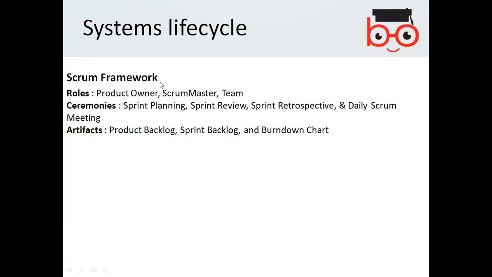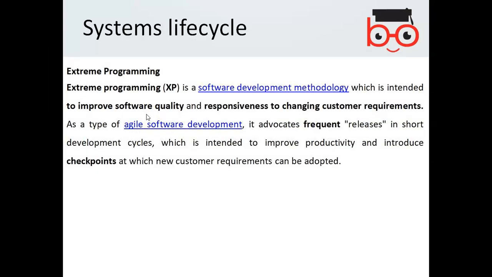Scrum framework is based on the roles. You can see that product owner, Scrum master, team, ceremonies, sprint planning, sprint review, sprint retrospective, daily Scrum meeting, artifacts, product backlog, sprint backlogs. These are basically the technical terms related with the Scrum framework. You will only need to go through the details if you are choosing this particular framework, the methodology as an agile software development, and then you follow and go ahead.